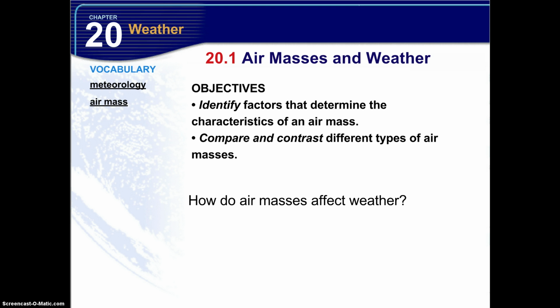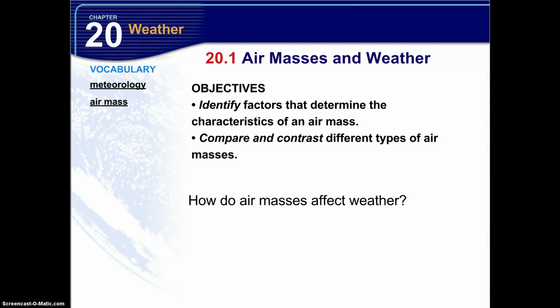Now, 20.1 air masses and weather, we have two objectives. Identify factors that determine the characteristics of an air mass, and compare and contrast different types of air masses. So the big thing here, I'm going to ask you a few questions along the way. How do air masses affect weather? That's one of the main concepts.